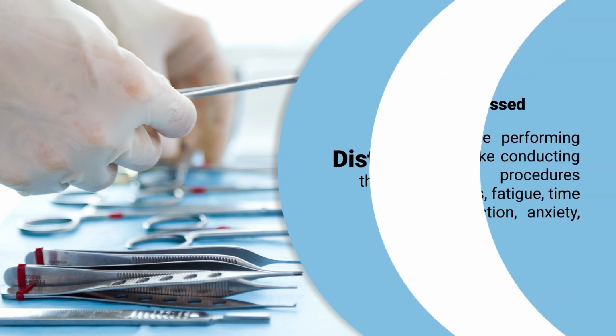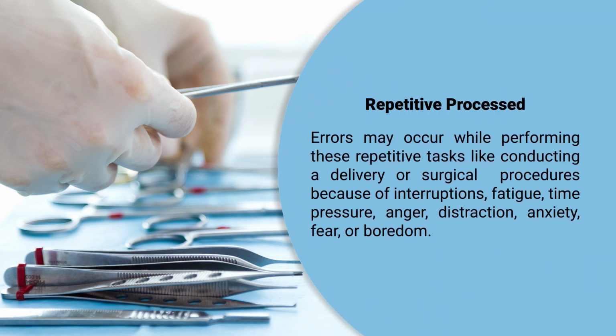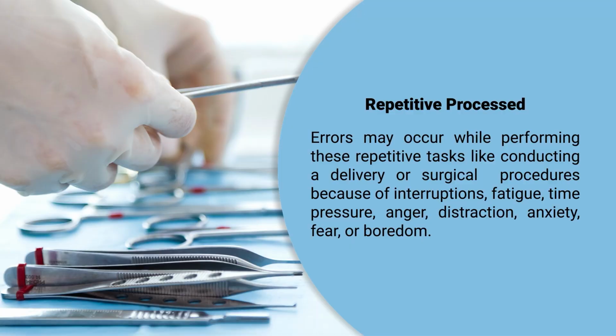Now let us distinguish the tasks that can result in errors. There can be two types of tasks when errors are concerned. One can be repetitively processed tasks, and such errors may occur while performing these repetitive tasks. Now what are repetitive tasks? These are the tasks which you are doing every day by default. So you do it very mechanically. For example, you undertake deliveries of patients, or you do a surgical procedure, you put in an IV line. So you do these mechanically. You don't really make an effort to do them because you are so well versed and trained in them.